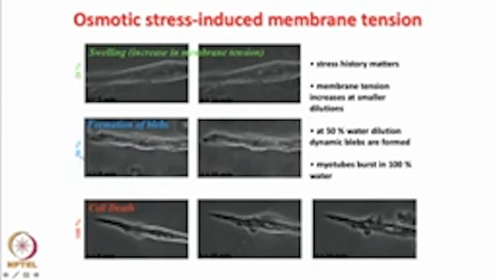However, when the osmotic stress keeps on increasing, you see the presence of these structures at the corner, which are called blebs. Okay. And eventually, if you put the cell in 100% water, it cannot balance the osmotic forces, and eventually the cell will burst. Okay. So, these are examples of how an osmotic shock leads to alterations in the phenotype of the cells.